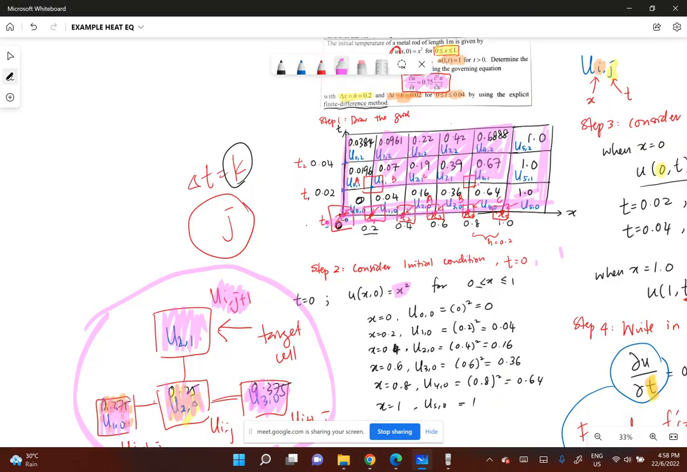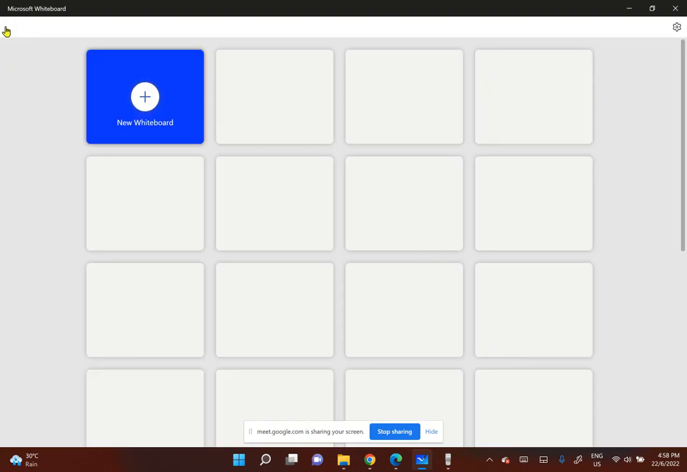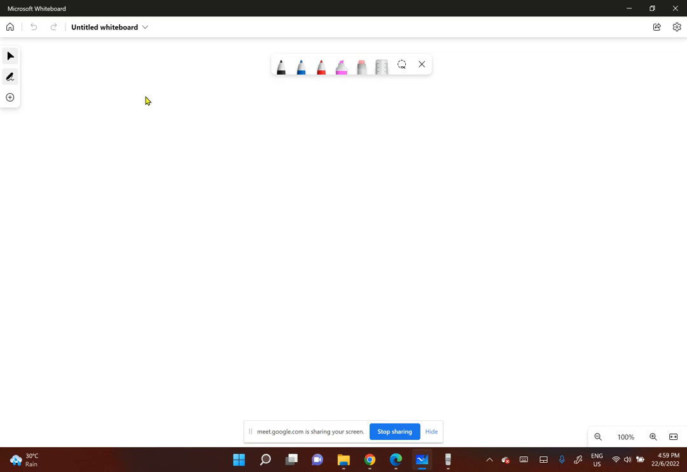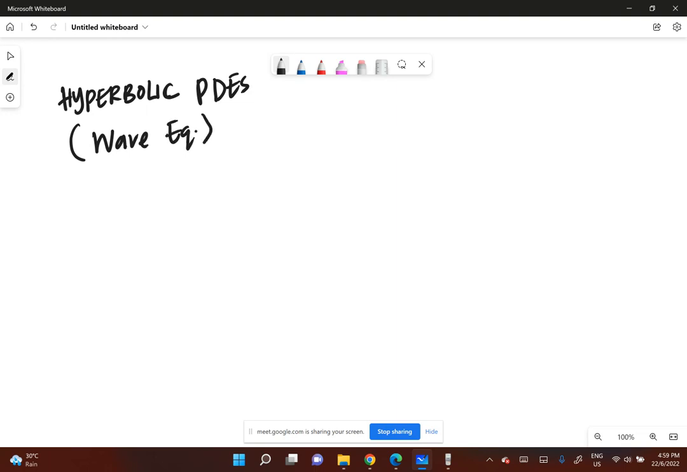Okay, so now this is a heat equation. So I will directly go to the wave equation. That means hyperbolic equations. Hyperbolic PDE, where the example of the equation is the wave equation. So the wave equation is like this, dia punya formula. Second partial derivative of u with respect to t equals c squared times second partial derivative of u with respect to x.